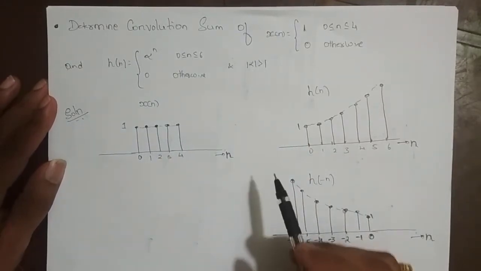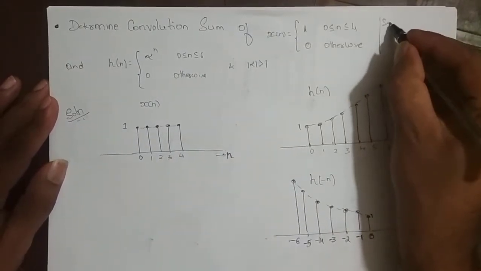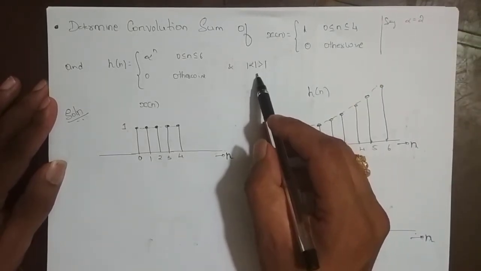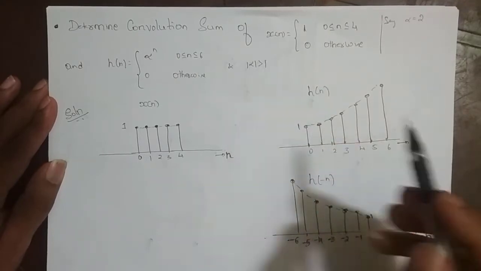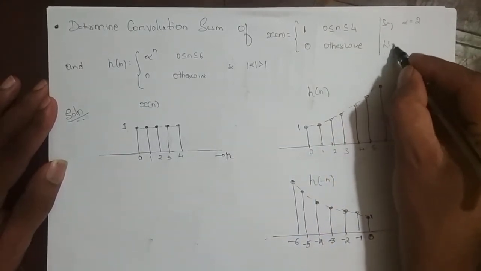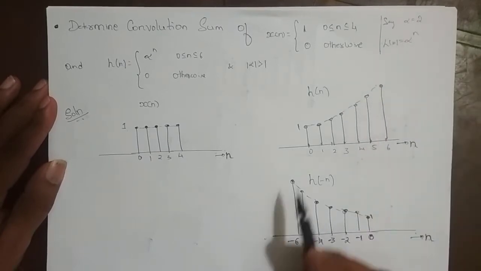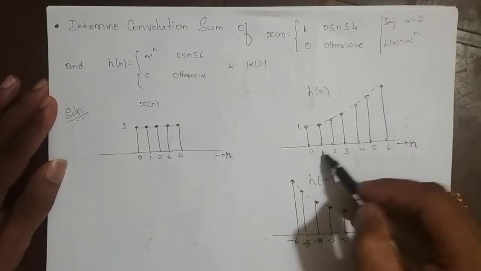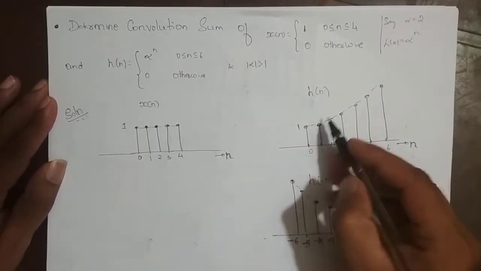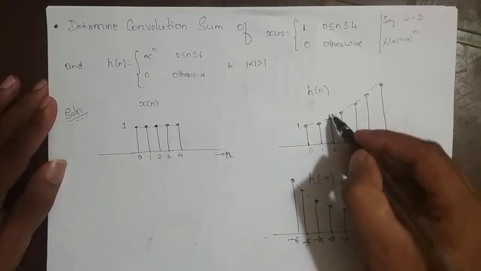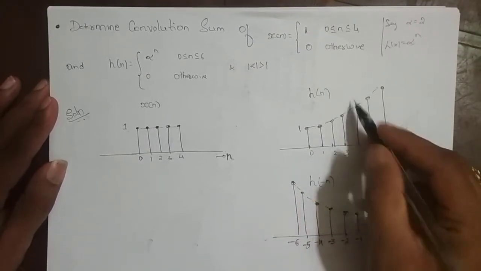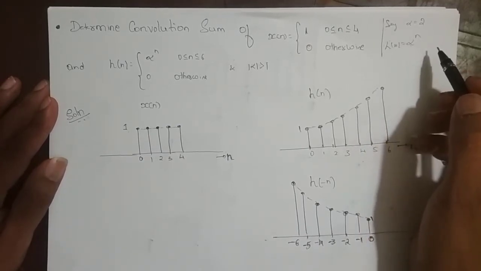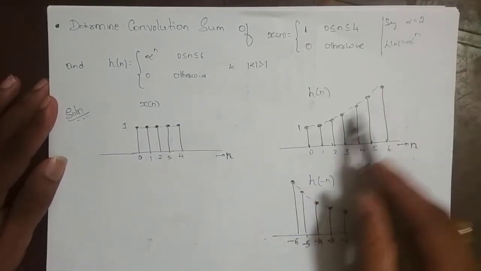Say alpha is 2, just assuming to convince you it's an exponentially increasing signal. If alpha is 2, h of n is alpha power n. When n equals 0, 2 power 0 is 1. When n equals 1, 2 power 1 is greater than 1. And if n is 2, it is still greater. Therefore, it is basically an exponentially increasing signal. Fine.